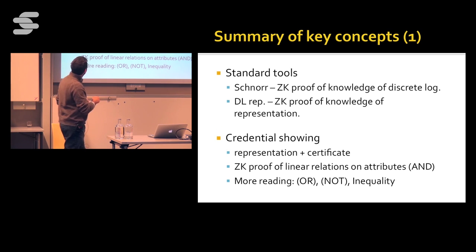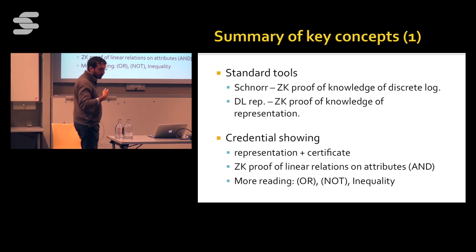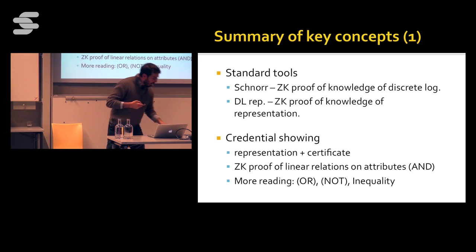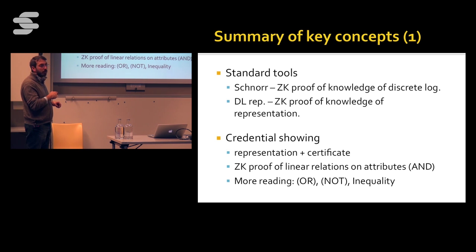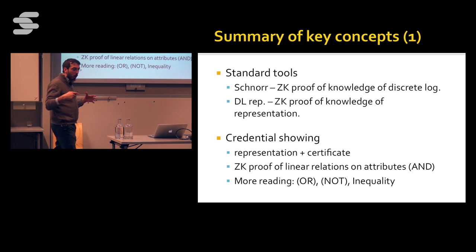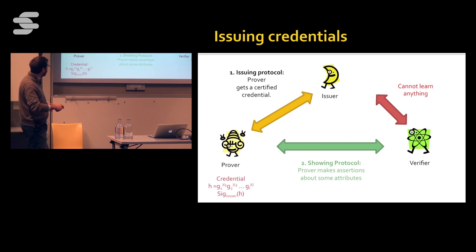So basically, I hope I have convinced you that there is a simple identification protocol, which by itself is cool, and then there is a way of expanding it to actually do more complex credential systems. And credential showing is just proving a representation of this kind of expanded Schnorr signature in zero knowledge. Okay, and you can do linear relations between credentials, you can do OR, NOT, inequality, all of that would work. So that covers this aspect of the protocol, right?